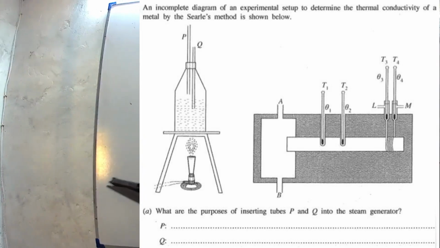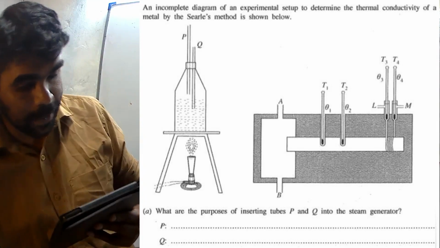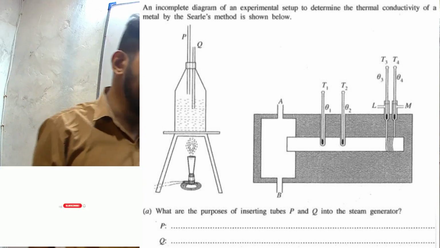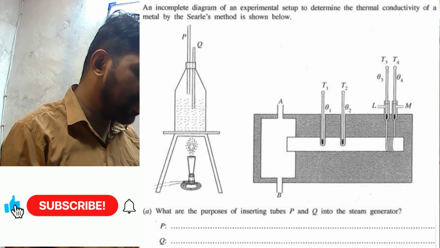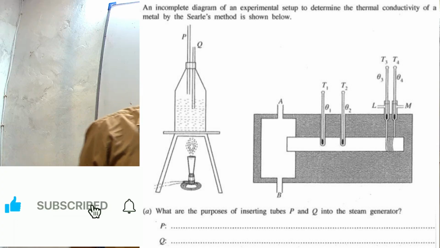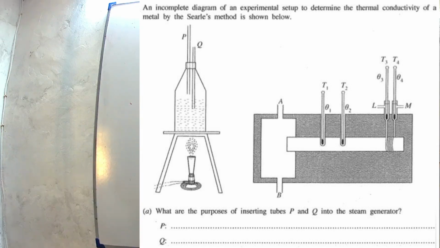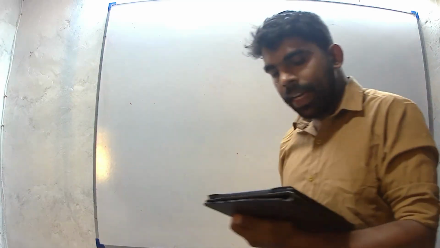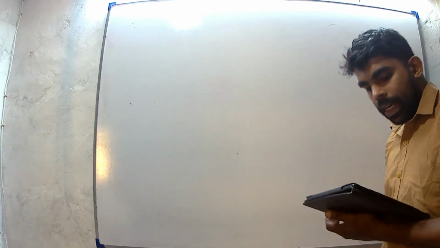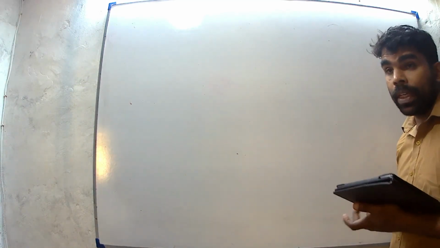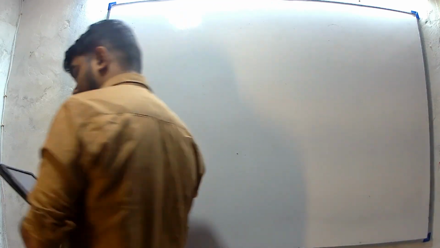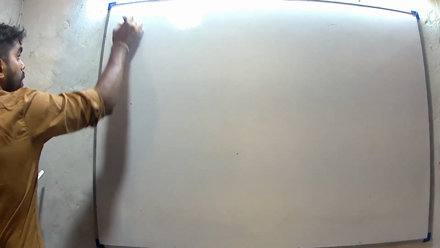An incomplete diagram of an experimental setup to determine the thermal conductivity of a metal by the Searle's method is shown below. A. What is the purpose of inserting tubes P and Q into the steam generator? You can identify there are two tubes in the steam generator like this.